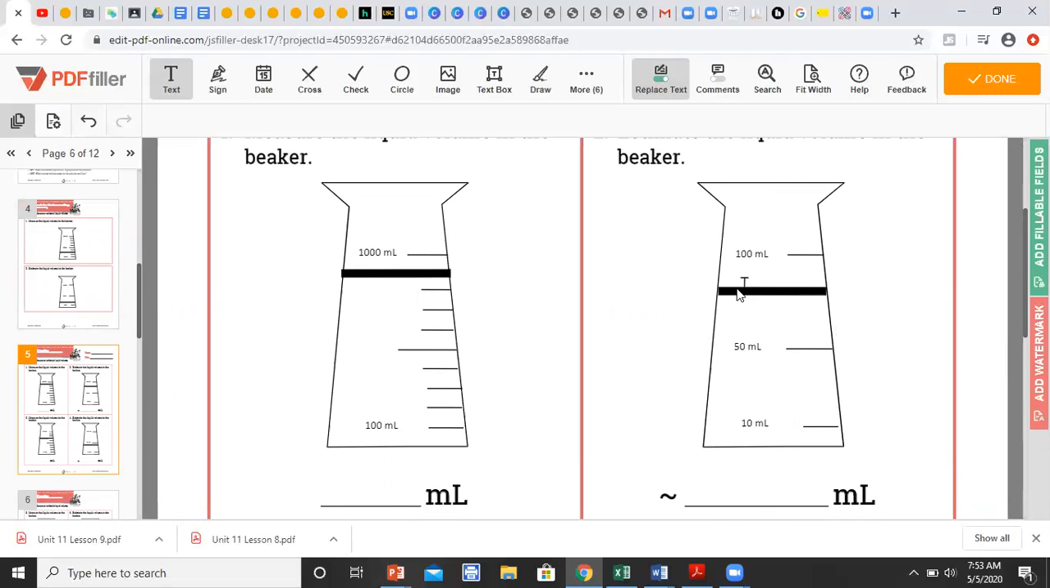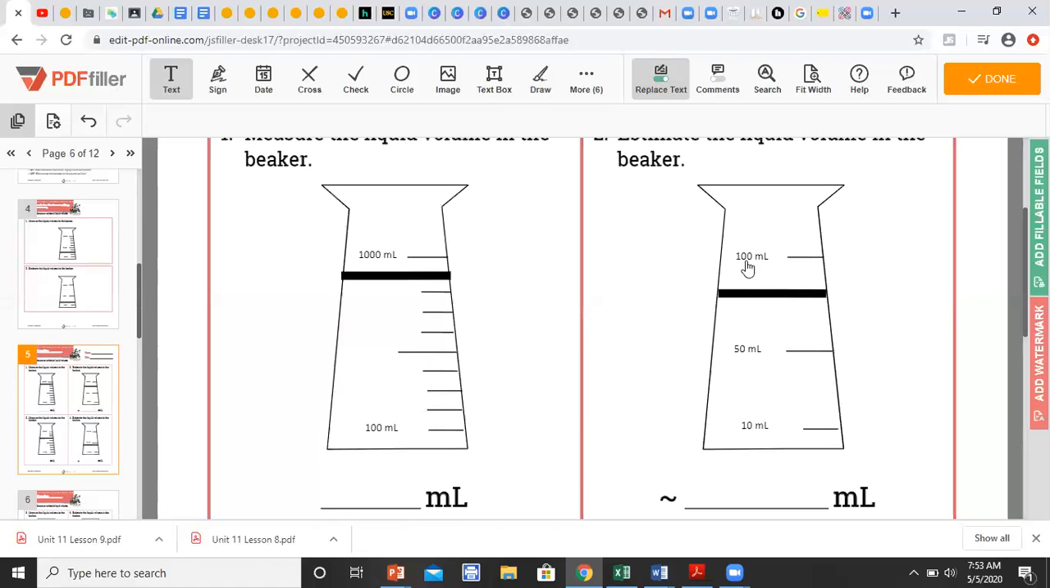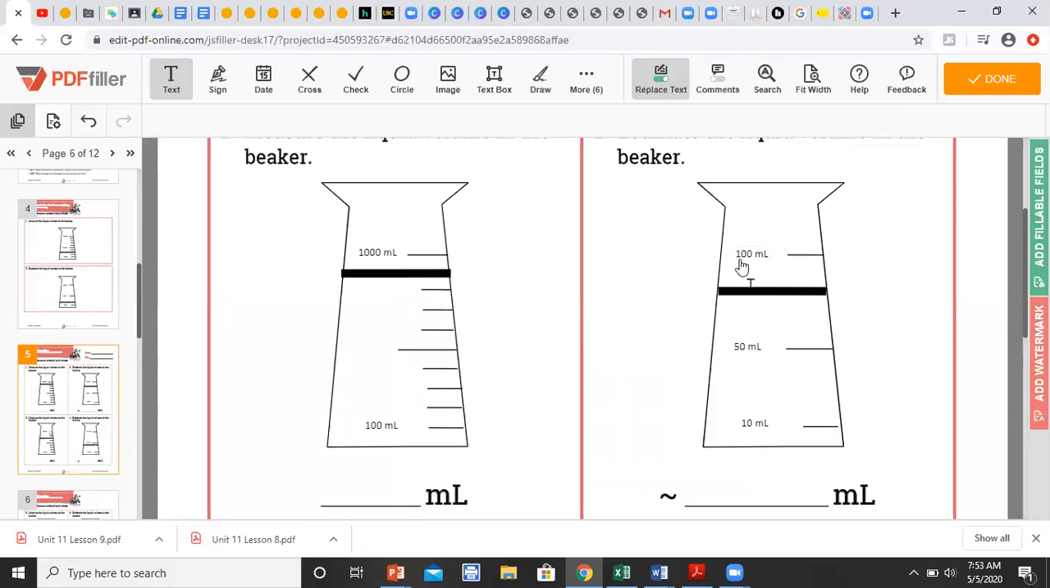This line, look at that line for number 2. Number 2, that line is closer to 100. So what would that be? Once again, cut it in half, okay, and then do your counting. Here you're going to be counting by tens also.